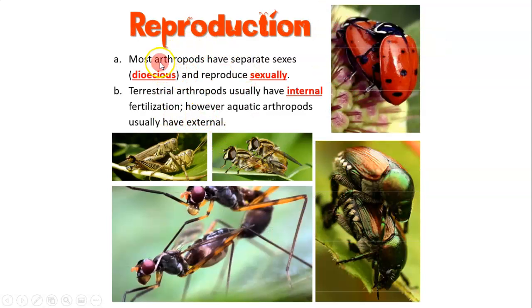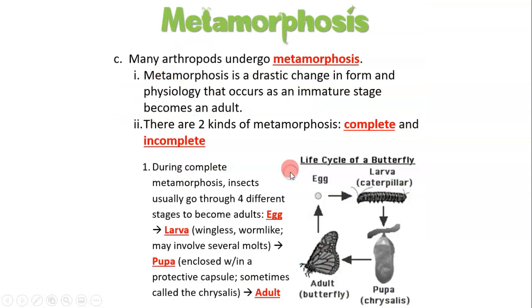Now, reproduction, most arthropods have separate sexes, so male and female, and most reproduce sexually. Terrestrial arthropods usually have internal fertilization. However, aquatic arthropods usually have external fertilization. And that's a common theme that we see throughout the animal world. Anytime you have an animal living in the water, for the most part, some mammals are definitely the exception, but most of the animals that live in water, they rely on water for transferring those sex cells from one living organism to the next, so they have external fertilization. But most terrestrial arthropods have internal fertilization.